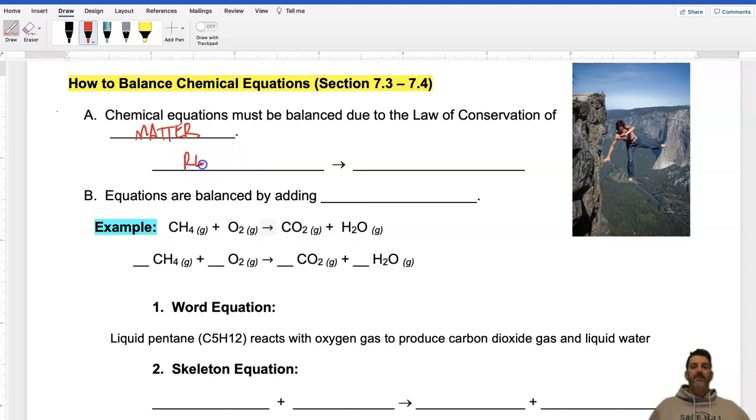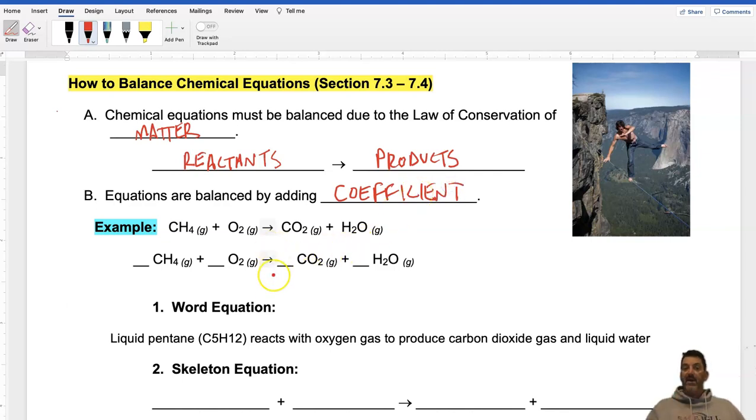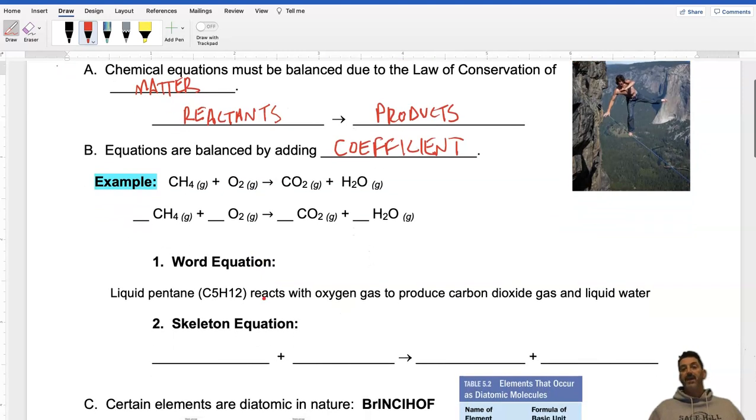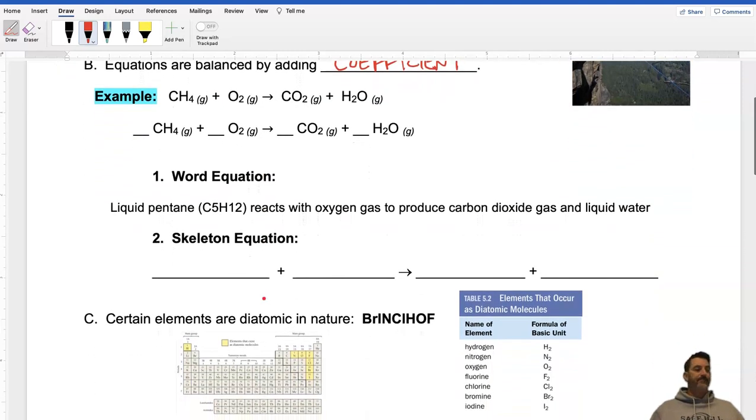And speaking of the left side and the right side, we're going to use the correct terminology here. The left side of any chemical equation is called the reactants, and the right side we're going to call the products. Equations are balanced by you only being allowed to do one thing, and that is to add a coefficient. That is a large number that goes in front. Again, we're trying to balance the equation. We want to make sure the left side equals the right side.